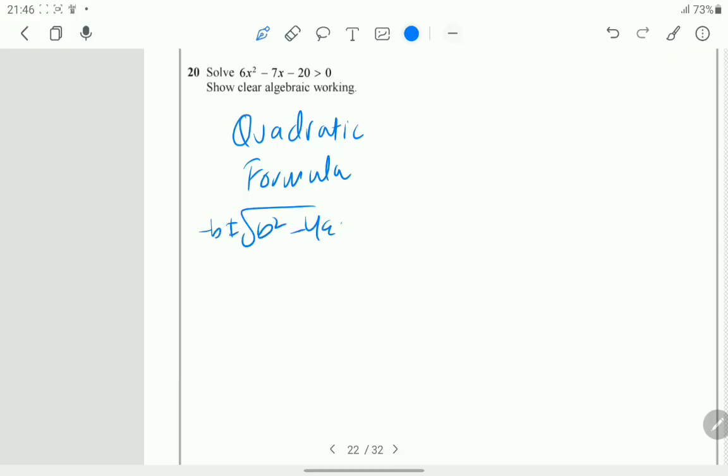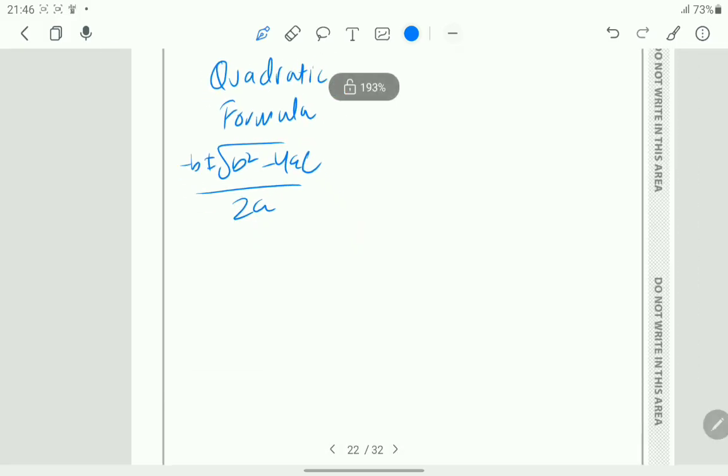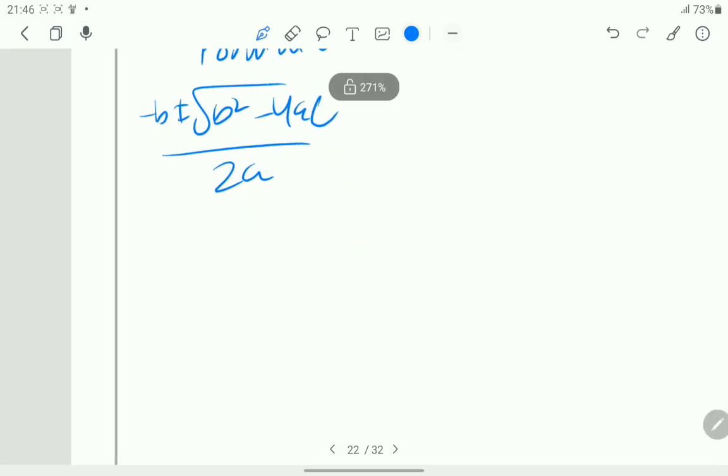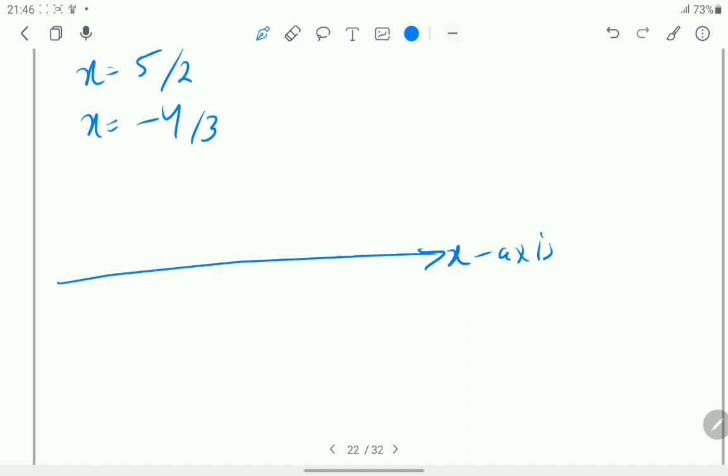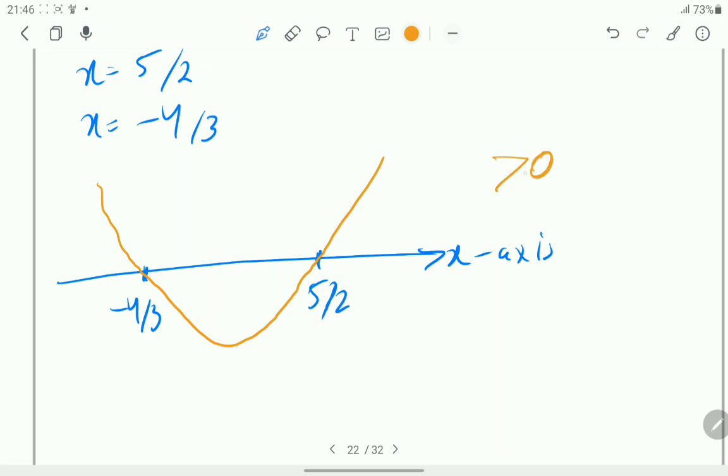You need to show sufficient workings to your examiner. I will be using a calculator to plug these values in, and we get x equals 5 by 2 and x equals minus 4 by 3. Now I need you guys to visualize this: this is the x-axis on a graph, and somewhere over here is minus 4 by 3 and 5 by 2. What a quadratic curve does is, it cuts these 2 points, goes below the x-axis and then comes back up, and the question is interested in the values of x that are greater than 0.